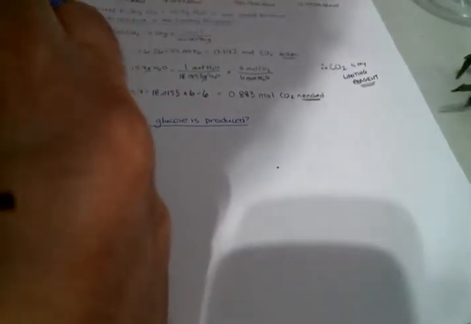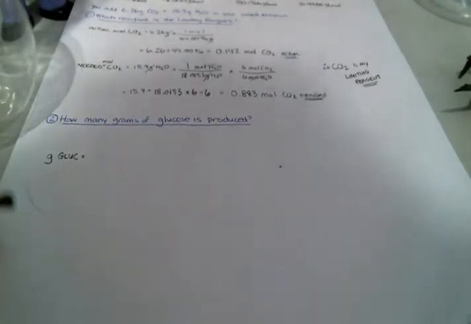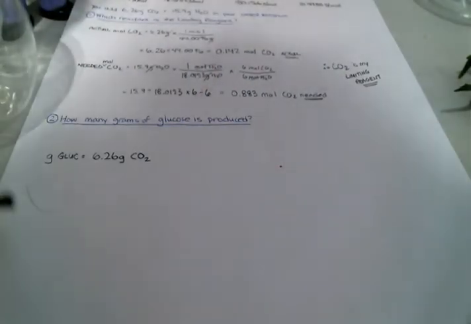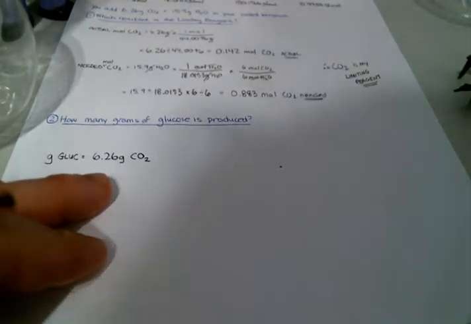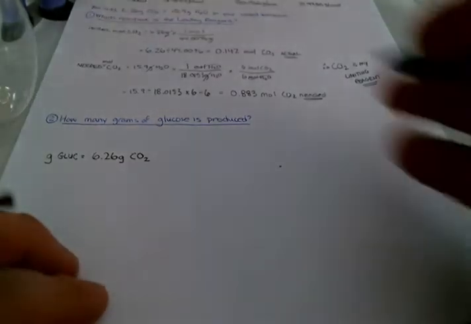We want to figure out how many grams of glucose we have. I'm just going to shorten that to gluc, because I don't feel like writing out C6H12O6. Because carbon dioxide is the limiting reagent, we use the grams of carbon dioxide as the start of our calculation, because that's what's limiting. If water were the limiting reagent, we'd use the 15.9 grams of water given to us. But in this question, it's not.